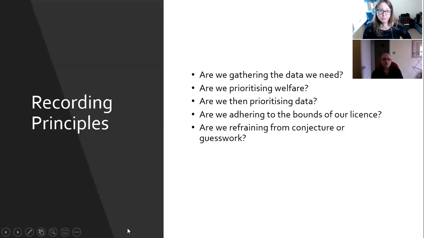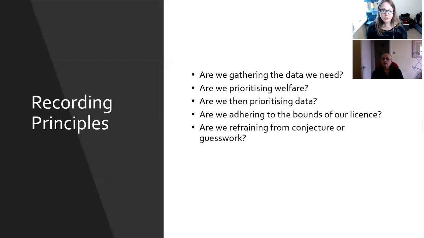So are we adhering to the bounds of our license is a huge one. And I've seen people breach their project licenses in the past, and we are super strict about ours. If you find that you're in a project and you need to be able to do an extra technique, you just get it added to your license. Just do it properly. Just talk to Natural England. They're amazing people.